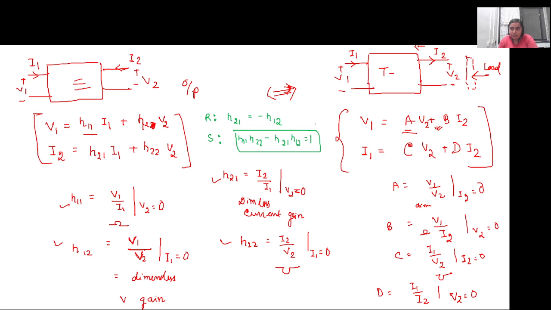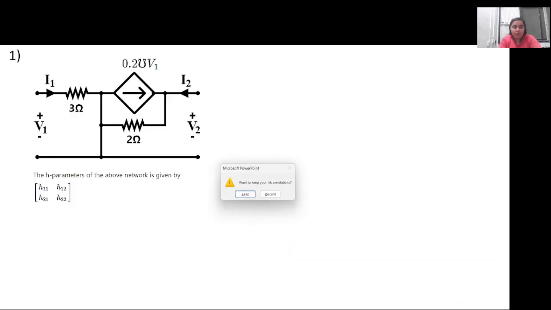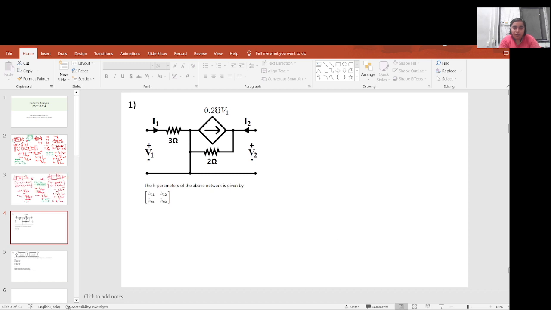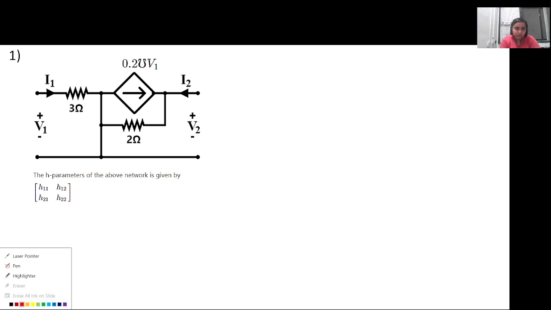This is the condition. And in case of ABCD parameters, the reciprocal relation is given by AD minus BC equal to 1, and if the network is symmetric, A is equal to D. These are the relations. So with this knowledge, we will move forward and solve our first problem. If anyone has any doubt until now, you can ask, or else we'll start moving to the first problem. Does anyone have any questions? No, ma'am. Okay.